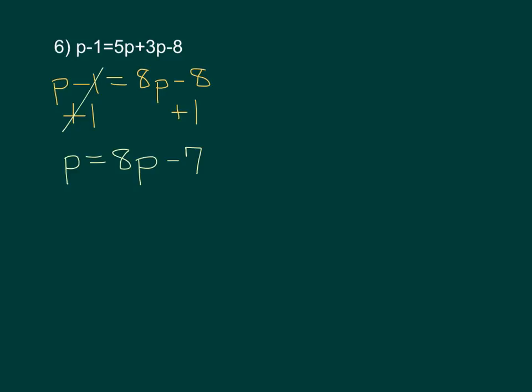So now I notice that I have 1p and I have 8p. These are like terms, but they're on different sides of the equal signs. But I still need to combine them. I don't want to move this 1p over because it's all alone on the left-hand side. Moving this 8p over, since it's not alone, it still has this -7 over here. I can move this 8p by subtracting 8p from both sides.